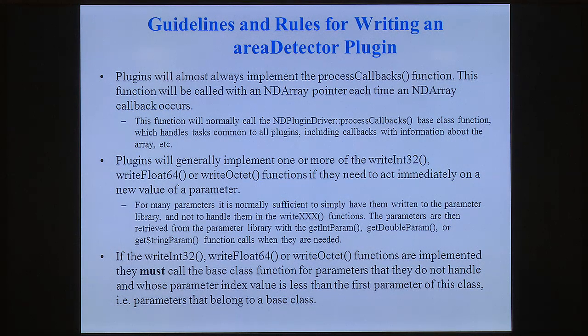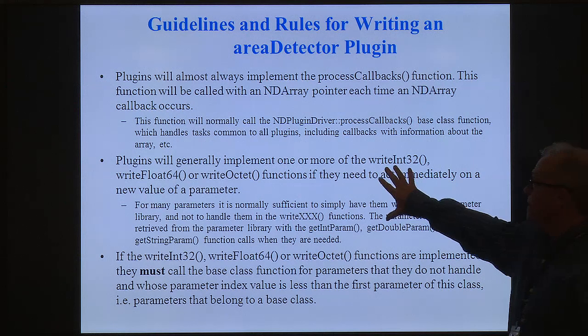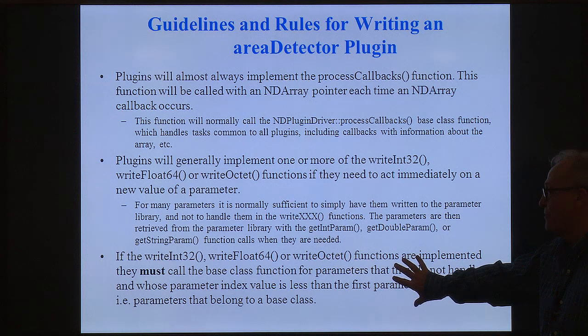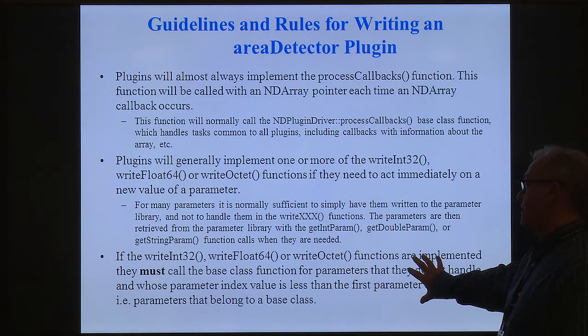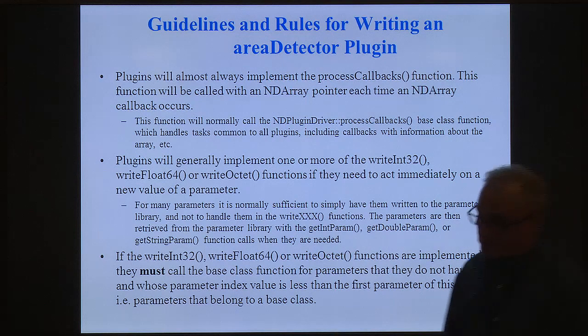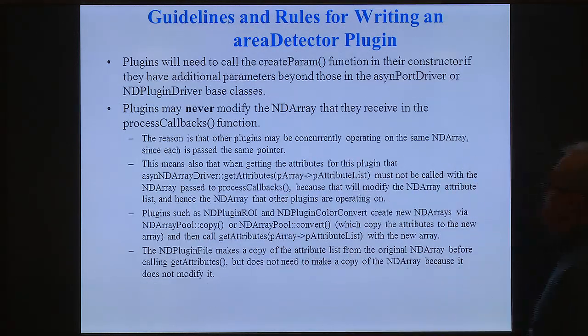In fact, there's two. There's one you call at the beginning and one you call at the end, which handles a lot of the common tasks. And then again, you're going to implement a write int32 or write float64 if you need to act immediately on a new value of a parameter. Again, this is just copied from the one for the driver. It's the same thing. If your function is implemented, then if you didn't handle that parameter, you have to call the base class with that parameter. Again, you have to call create param for any new parameters you define.